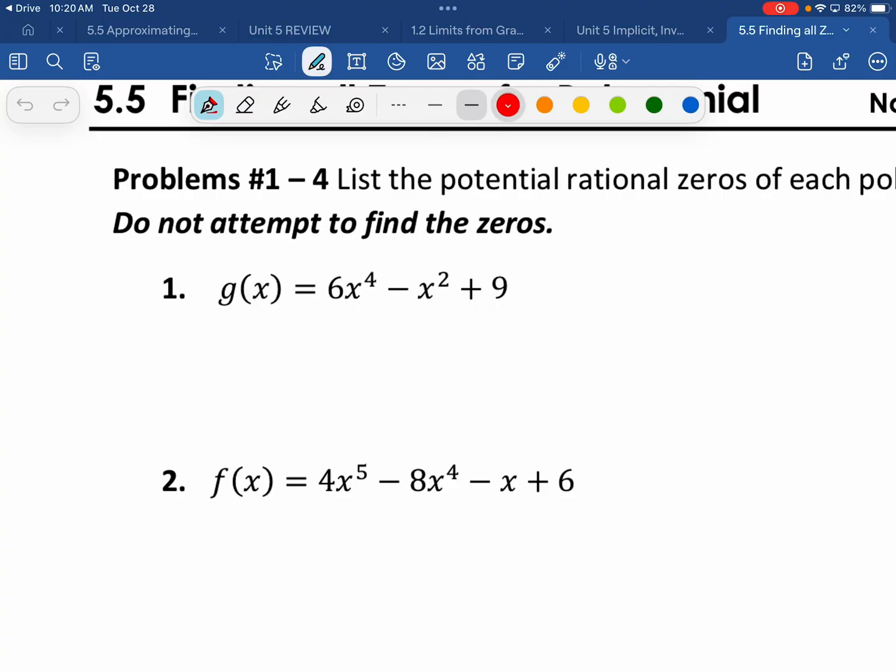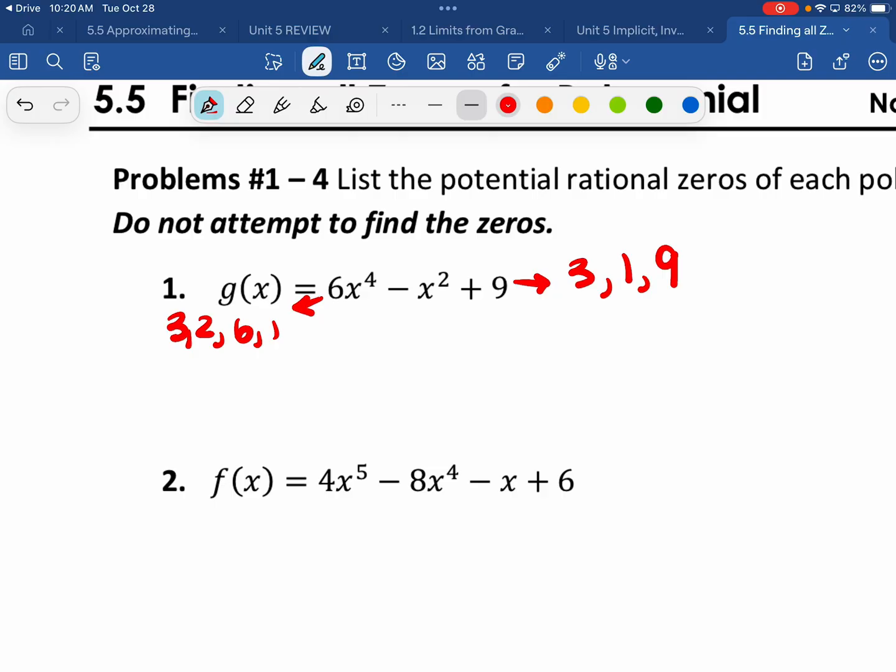So on this one, what are the factors of 9? 3 and 3, but I'm only going to write it one time. What else? 1 and 9. And that's it, because 1 times 9 is 9, 3 times 3 is 9. And that's all the factors of 9. What are the factors of 6? 3, 2, 6, and 1.